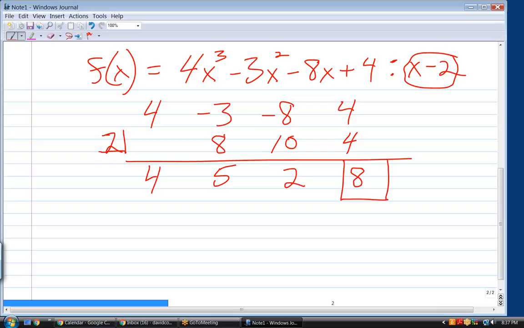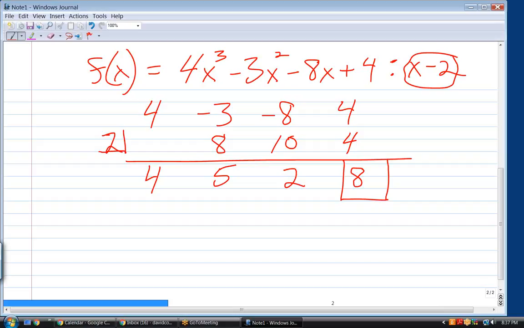In other words, this would be the quadratic. It would be 4x squared plus 5x plus 2 with a remainder of 8. Seems strange to me. Did we do all of that right? No, I think that is right because I checked in the back of the book and that was the answer. I just didn't know how to do it.